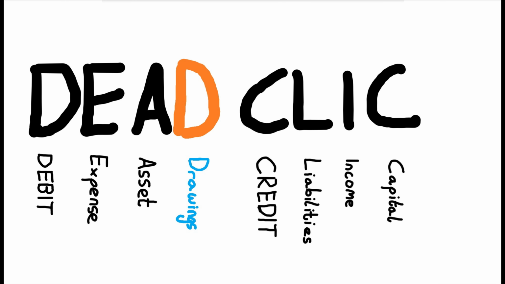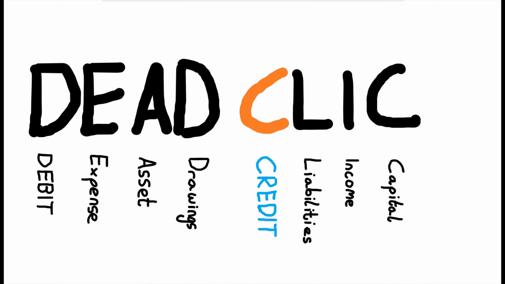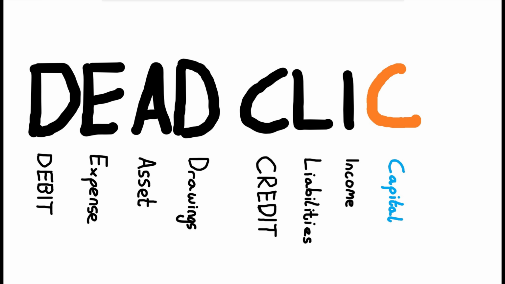Now for CLIC, spelled C-L-I-C, it's the same. C for credit, L for liabilities, I for income, and C for capital. So whenever there's an increase in these factors, we use DEAD CLIC to figure out if it's a debit or a credit. If it's a decrease, then it'll be the opposite.